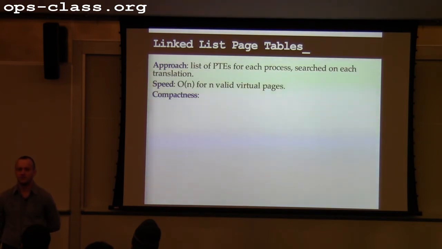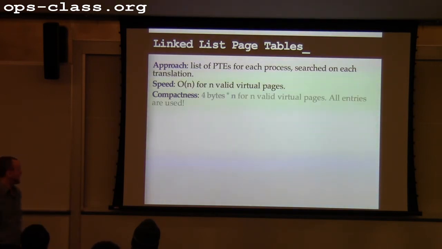Andrew, you want to? Does anybody nominate a different candidate? Yeah. O of n, right? 4 bytes, or whatever the size of the PTE data structure is, and that just grows with the number of pages in my address space. So it's O of n.